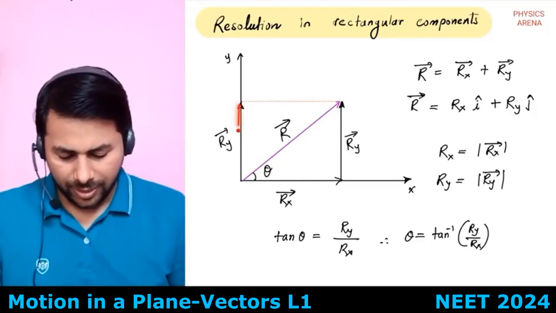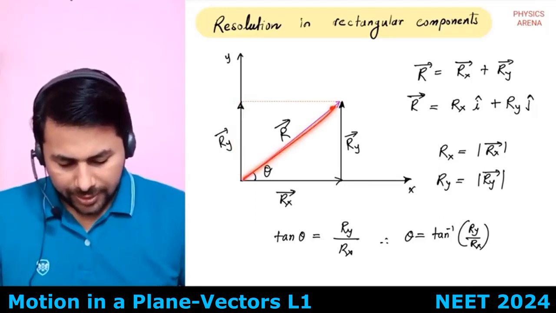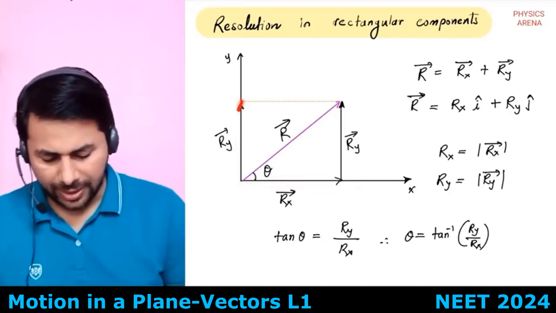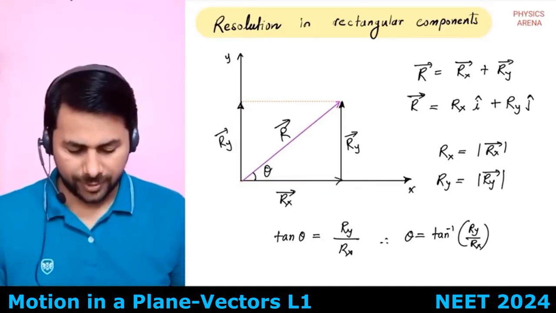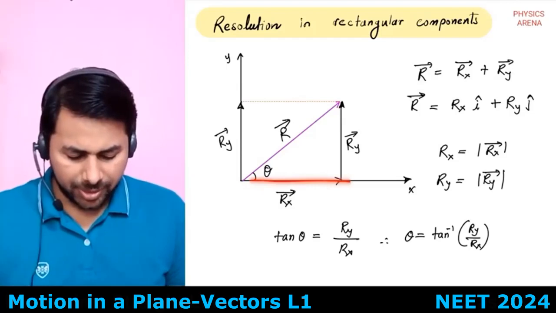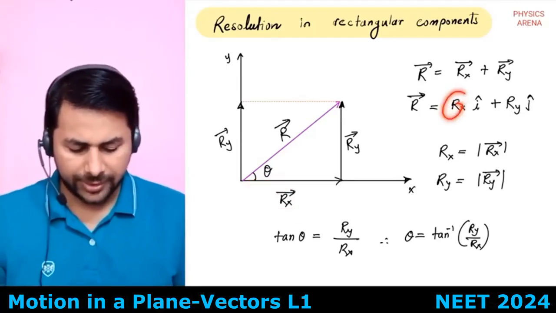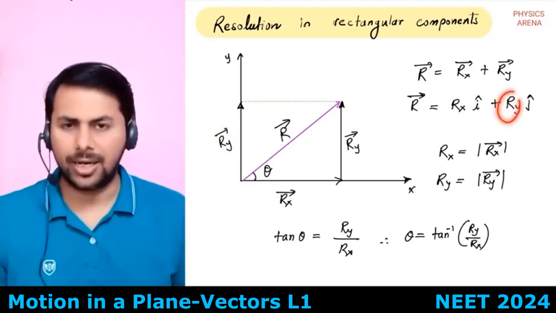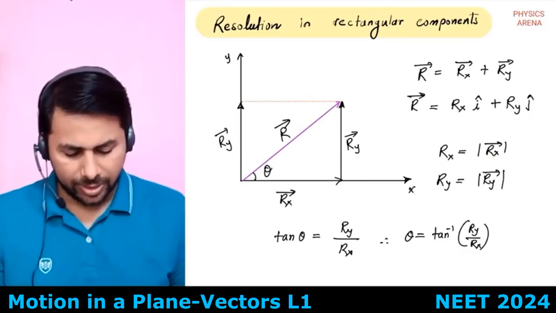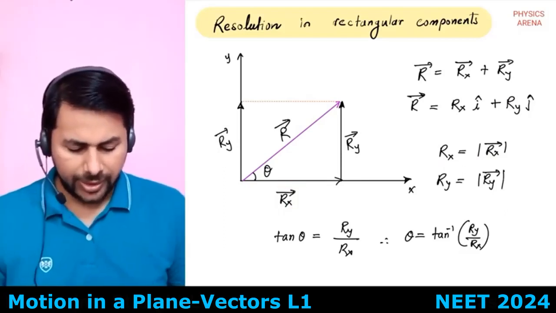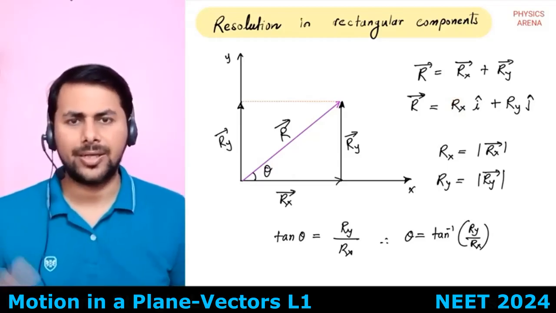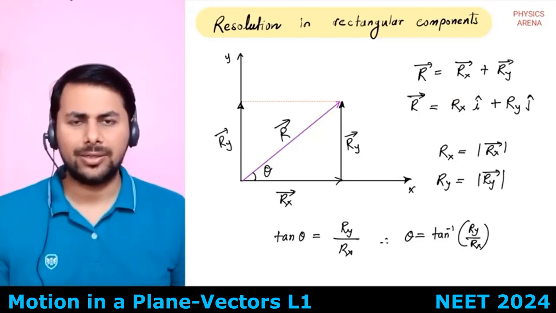Now see, this r bar is resolved in these two vectors, one along the x-axis and the other along the y-axis. So r bar is equal to rx bar plus ry bar. The magnitude of rx bar is rx, and the magnitude of ry bar is ry. So we can write rx bar as its magnitude multiplied by the unit vector in that direction.